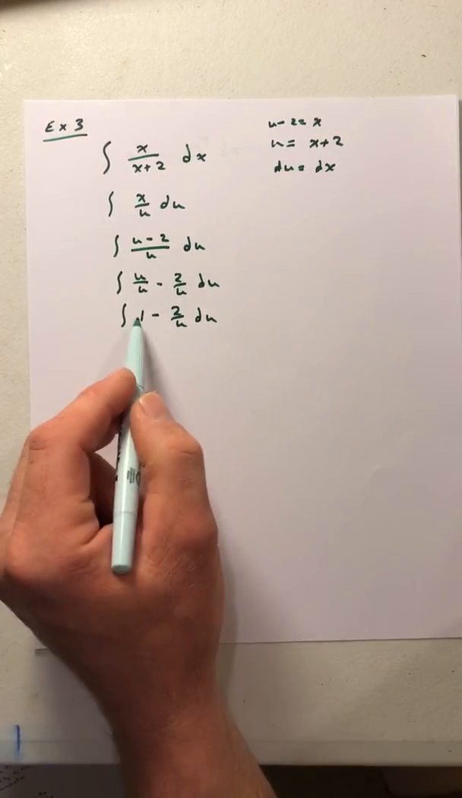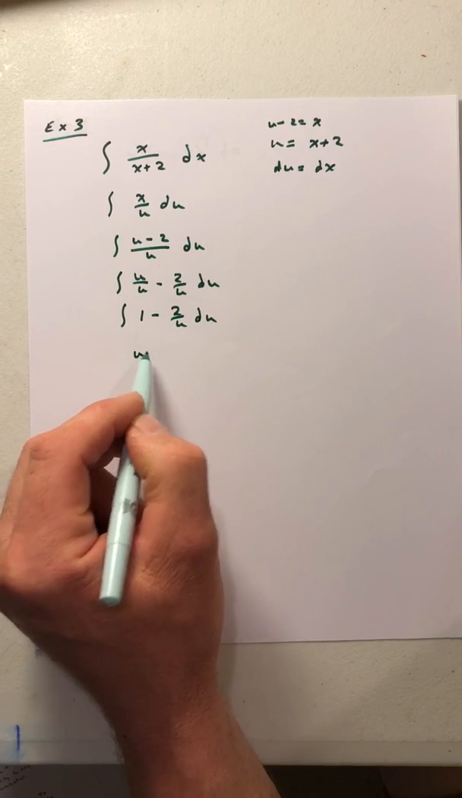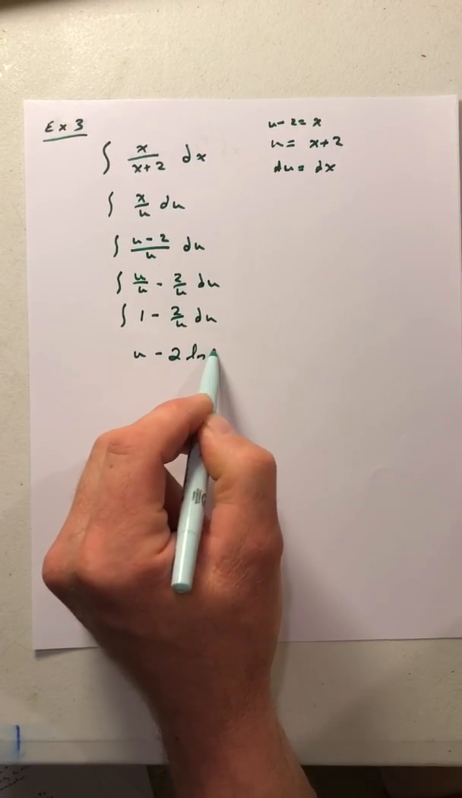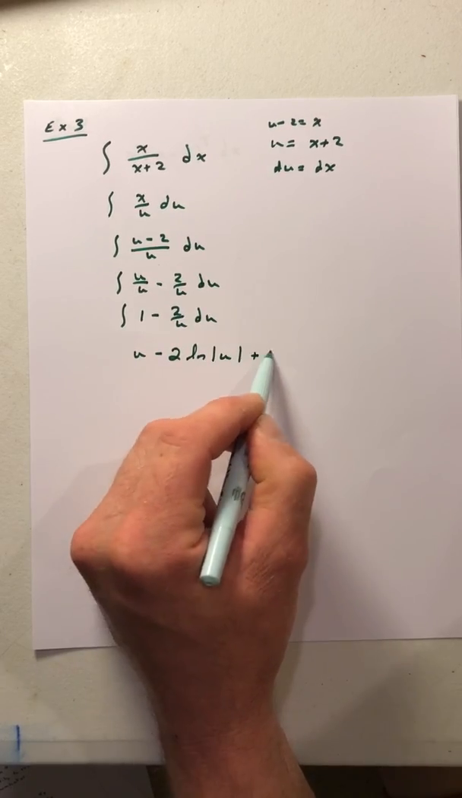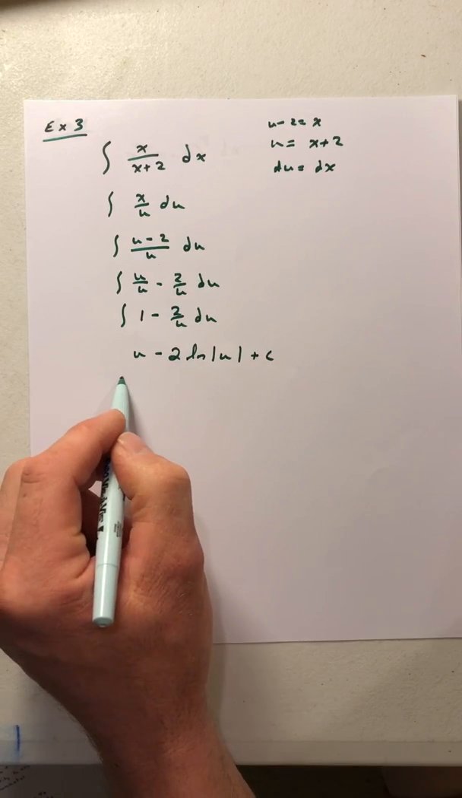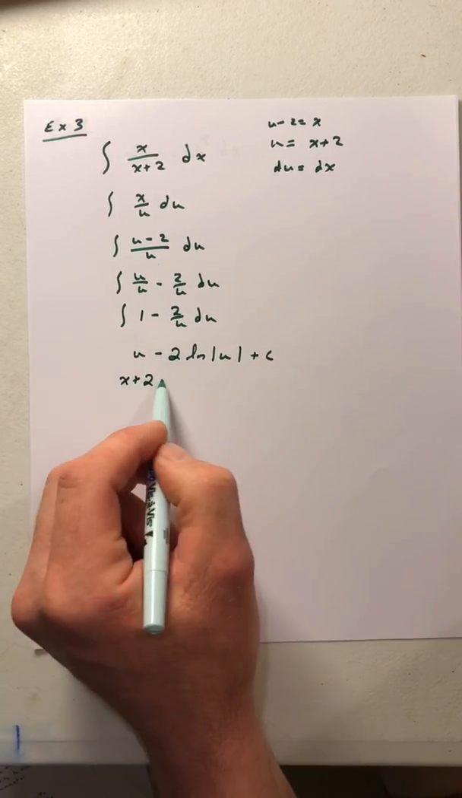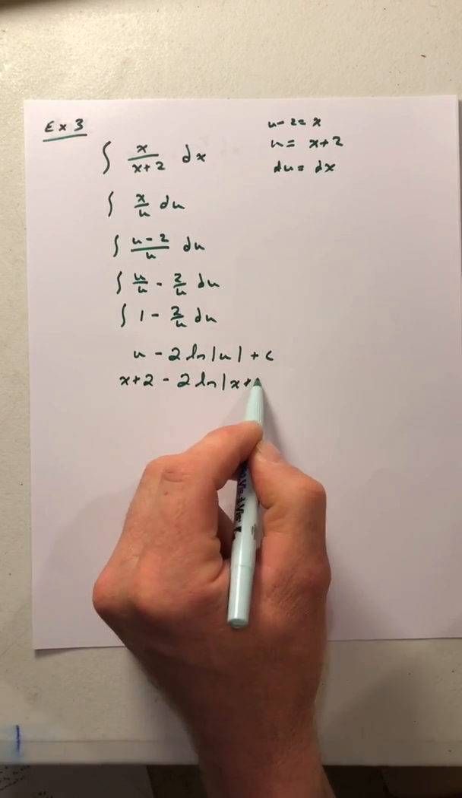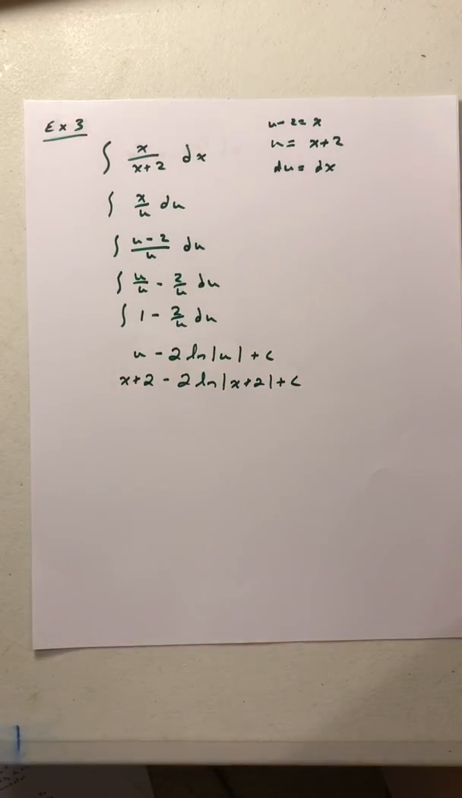Now I can integrate. Integration of 1 is u. Integration of 2 over u is 2 natural log of the absolute value of u plus c. We replace the u with x plus 2. So I have x plus 2 minus 2 natural log of the absolute value of x plus 2 plus c.